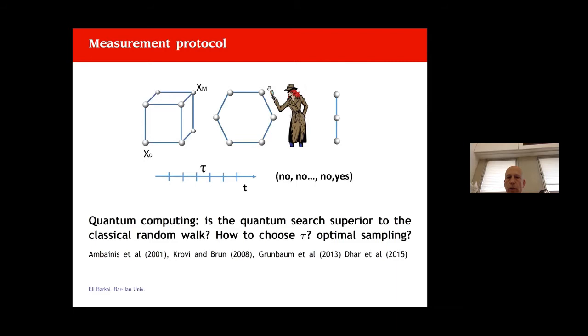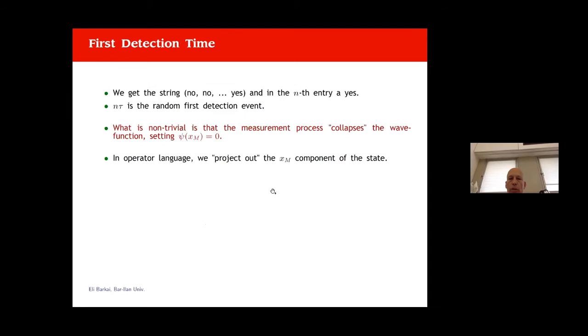So the experimentalist measures every tau units of time, the first measurement, the second measurement, etc. And then the experimentalist gets a sequence of measurements, no, no, no, and after several measurements, a yes. The time where this yes appears is of course random due to the basic assumptions of measurement theory and quantum mechanics without introducing noise.